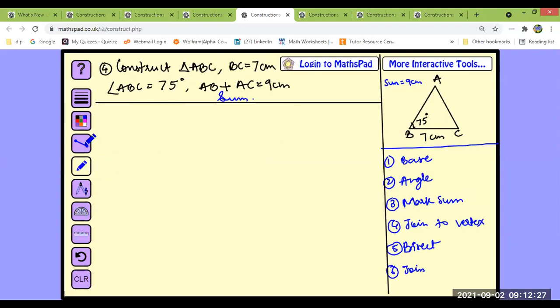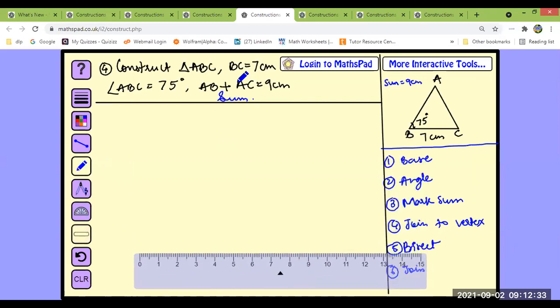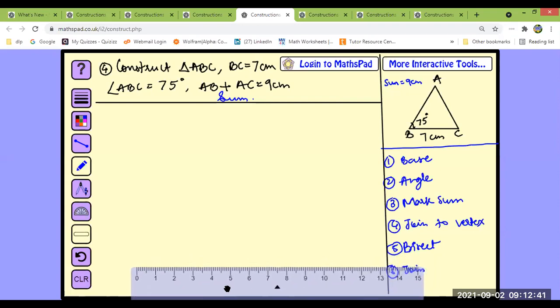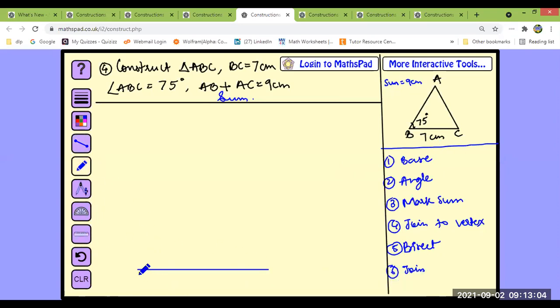So base is 7 centimeters. With the help of ruler, notice the sum is 9 centimeters. So we need 9 centimeters space above. So I'm going to draw it out like this. Start with drawing out the base. I'm sorry, it's 7 centimeters. Base is 7 centimeters. So here, starting from 0, we are marking 7 centimeters. Label it. So this is BC, that is 7 centimeters.